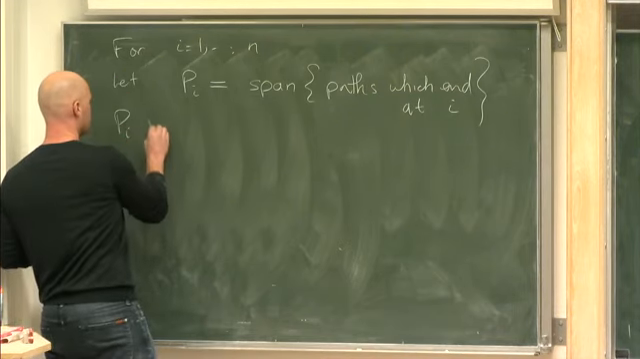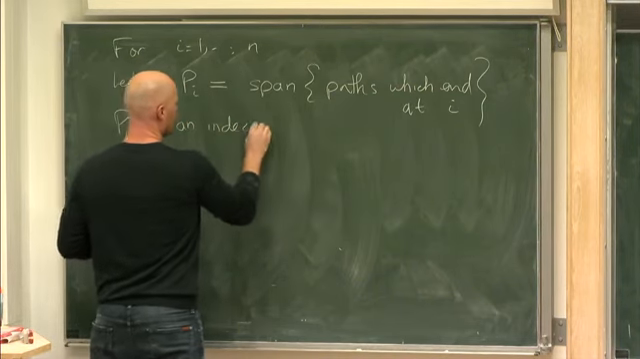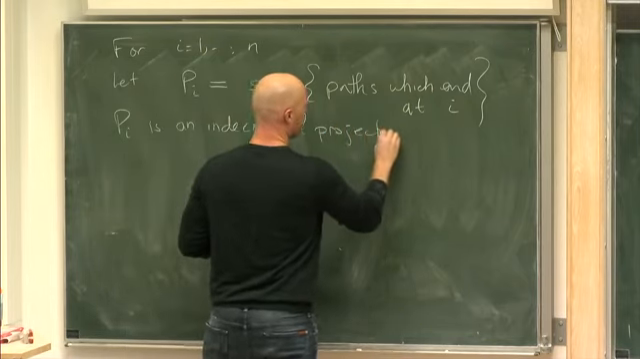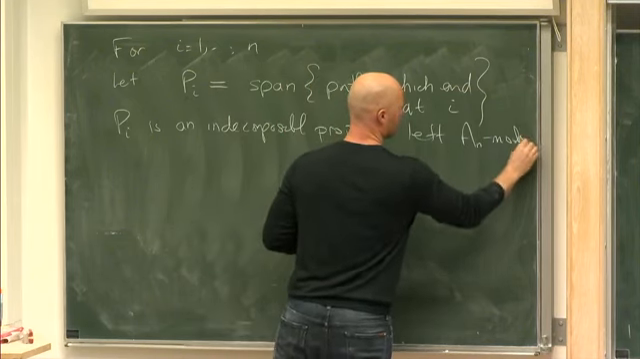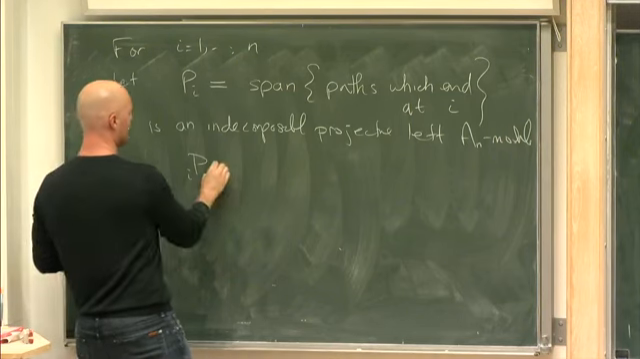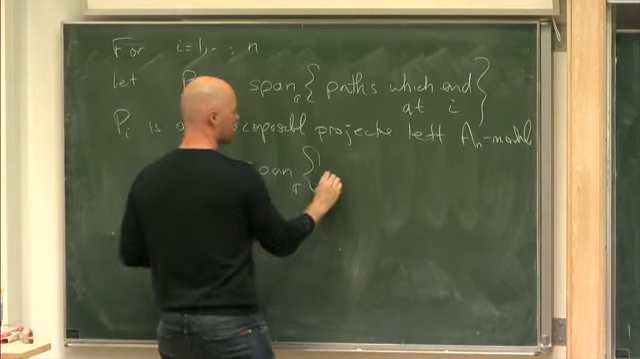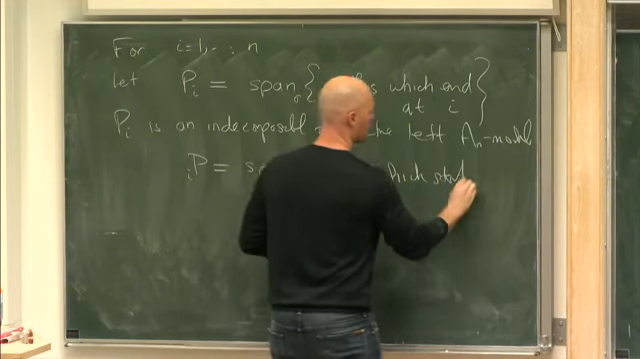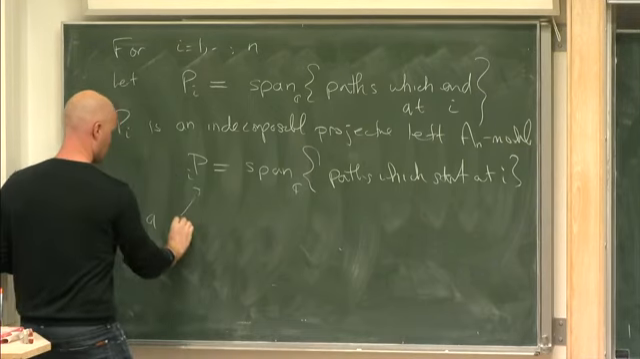So P_i is actually an indecomposable projective left module. And similarly, there's P with the i on the other side. This would be the span of paths which start at i. This is a right module.